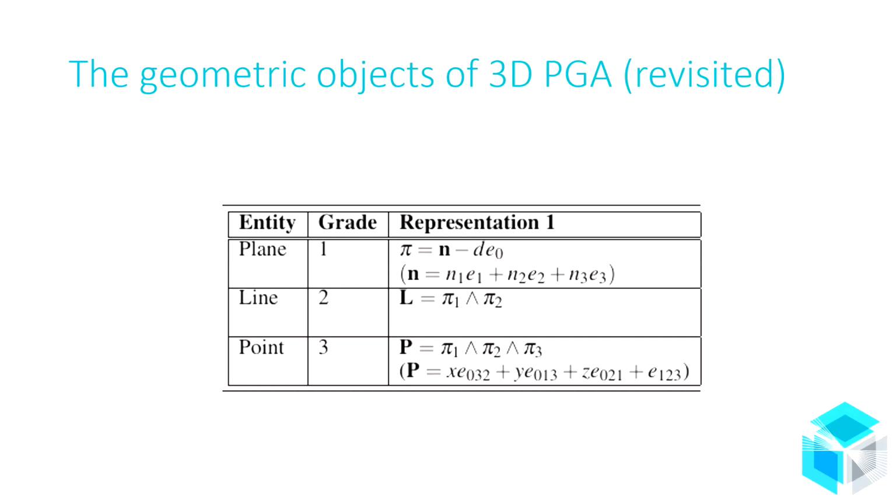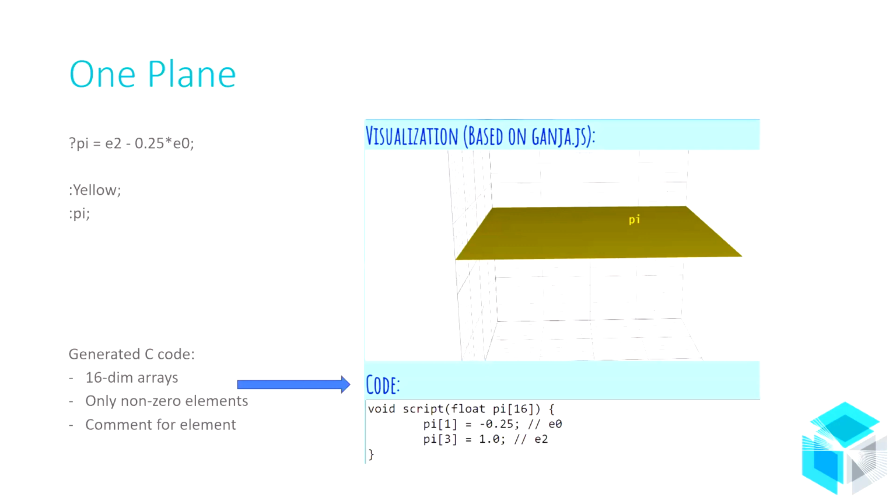Okay, these are the objects revisited. And here the first example. Here we define a plane by the normal vector E2, meaning the y direction, minus 0.25 times E0. This is a plane with normal vector E2 and a distance to the origin of 0.25. We say this plane should be yellow, and this means please visualize this plane.